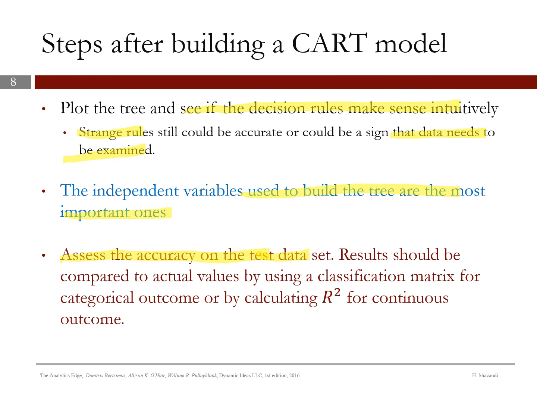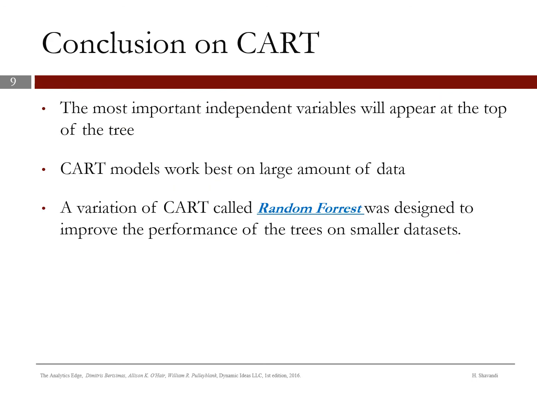And at the end, we can assess the accuracy of our model over the test data set, okay? If we have a categorical outcome, we can build a classification matrix, like for the logistic regression model, and see what's the accuracy. Or if we have a continuous outcome, we can consider R squared as the performance measure of the model, okay? So let's wrap up the CART model.